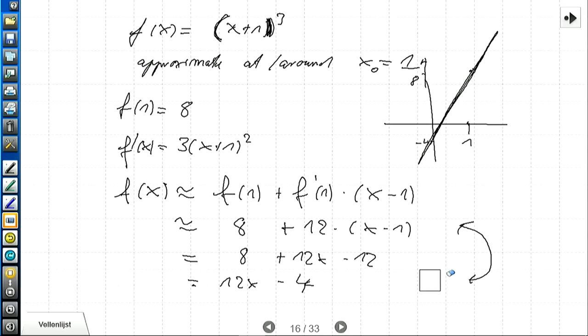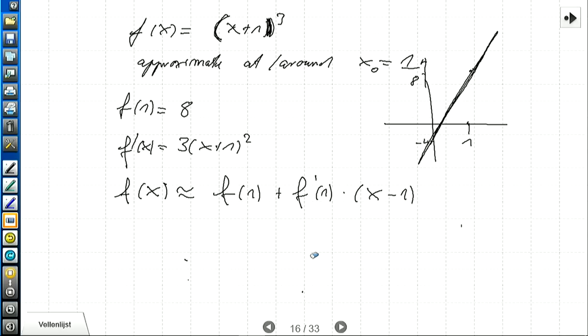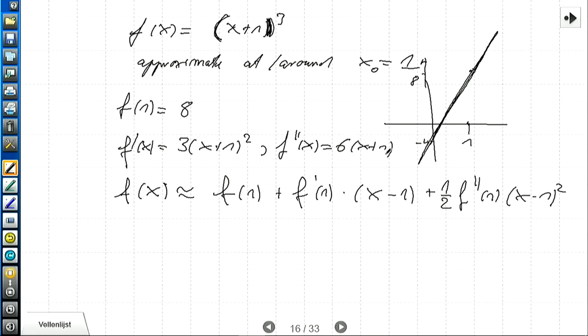Now allow me to erase this, because that's easier, then I don't have to write the function again. Let's do the second order approximation. So I simply continue here, boldly: take the second order derivative at 1 times (x minus 1) squared. What's the second order derivative? Luckily, I chose an easy function, because I can again use the chain rule, and then I get 6 times (x plus 1), right? So I just fill things in.